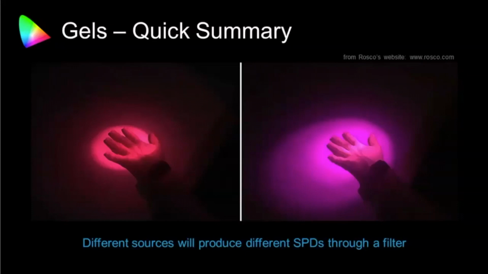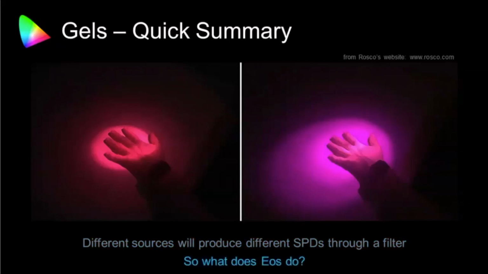So what we have to do when we're thinking about a gel is understand what source we're using and then apply the filter. You can't just look at a gel and know what color it's going to be in front of a particular source. You have to hold it up or use it in front of a source that has a similar spectral power distribution as the source you intend to use in real space.